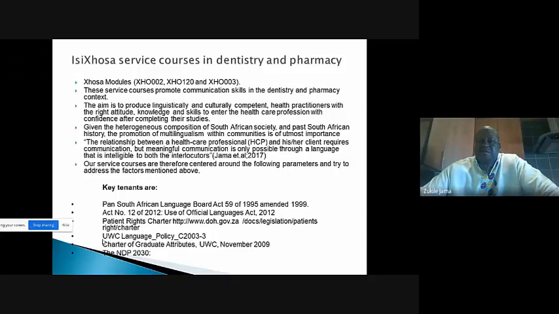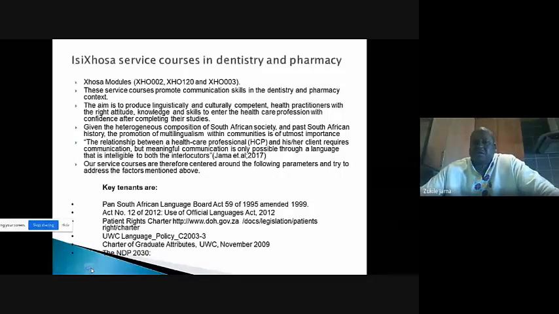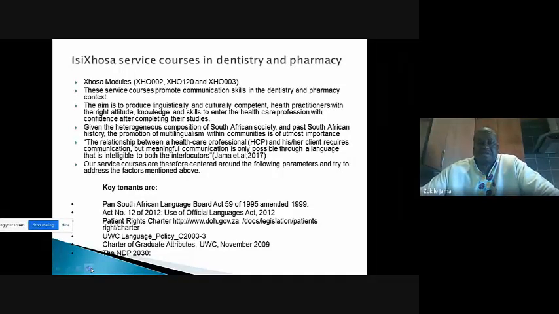Given the heterogeneous composition of our South African society and our history, the promotion of multilingualism within communities is of importance. There's a very strong relationship between the healthcare professional and the client. Our key tenets are the PanSALB Act, the Use of Official Languages Act, the Patient Rights Charter, the UWC Language Policy, the Charter for Graduate Attributes, and the National Development Plan. My experience has shown that communication skills impact healthcare workers' ability to interact with their clients and expose them to the culture of those clients. It's very important in closing social distance, and also protects patient confidentiality.